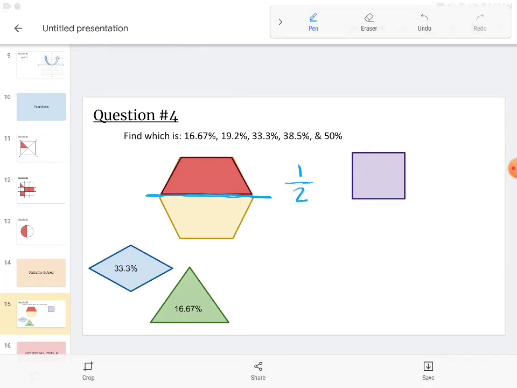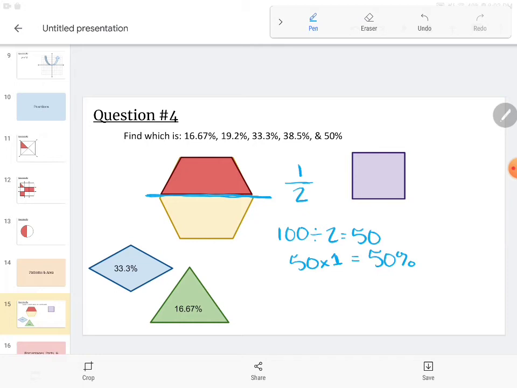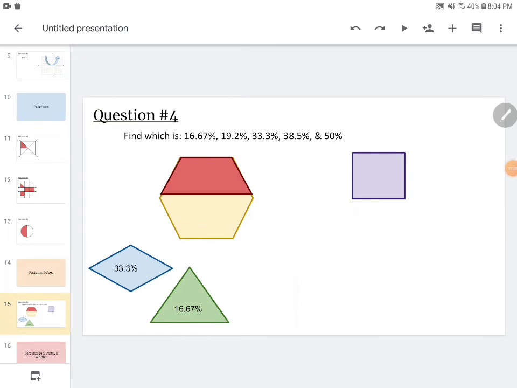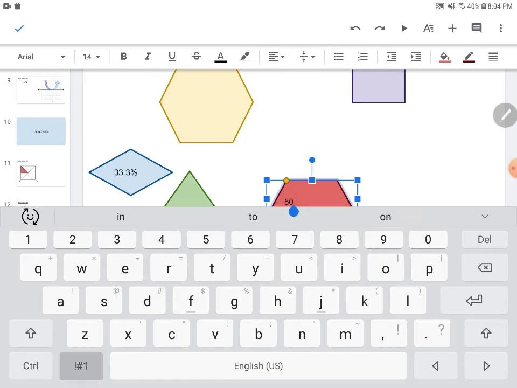And in order to turn our fraction into a decimal, we're just going to divide 100 by 2, and we should get the number 50. We'll multiply 50 by 1, which we already know anything multiplied by 1 is going to be the same number. So 50% of our hexagon is shaded. And what we're going to do is move our hexagon down here. We're going to put 50%.